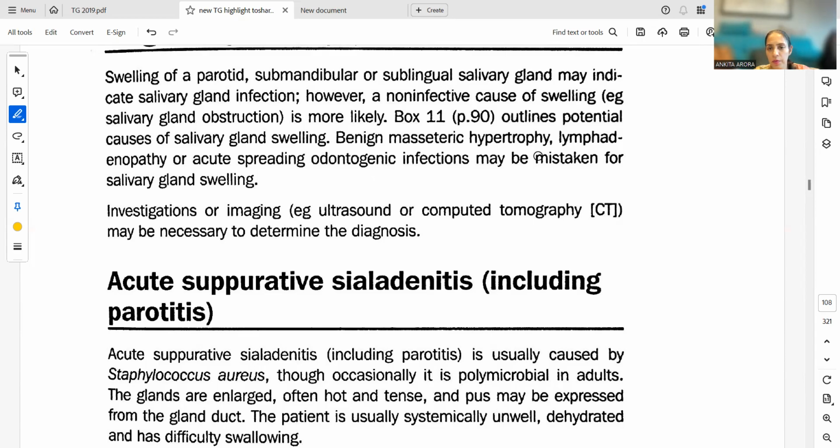Benign masseter hypertrophy, lymphadenopathy, or acute spreading odontogenic infections may be mistaken for salivary gland swelling. So one is related to the masseter, one is lymph node swelling, lymphadenopathy, or acute odontogenic infections. These are some of the differential diagnoses for salivary gland swelling. Investigations or imaging, for example ultrasound or computed tomography, may be necessary to determine the diagnosis.